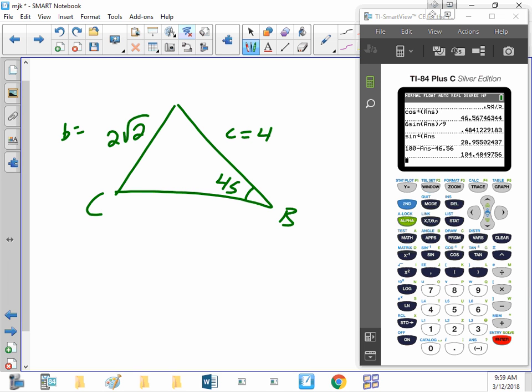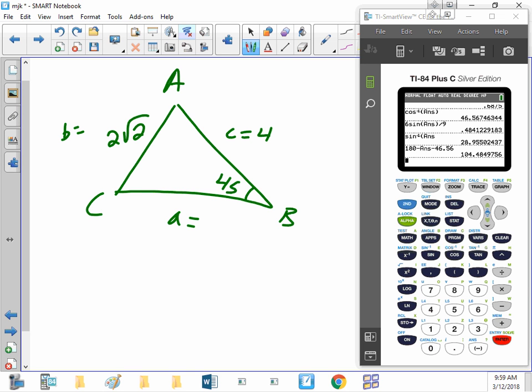So, what do we need to do? We need to find side A. Okay, but we have angle side side. So if we have angle side side, we want to use the law of sines. You can use the law of cosines, but you end up with a quadratic that you have to factor. Actually, that might be better. Let me show you how it works and see if you like it or not.